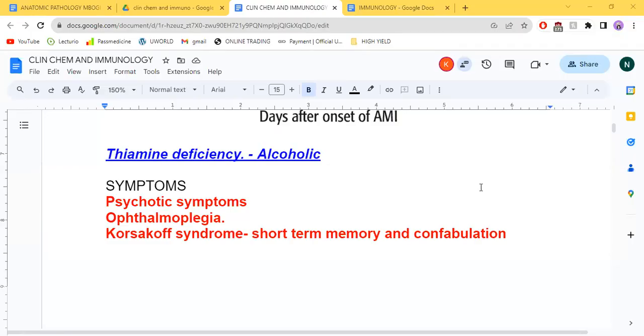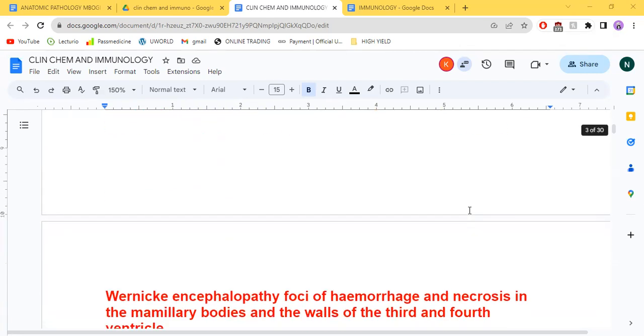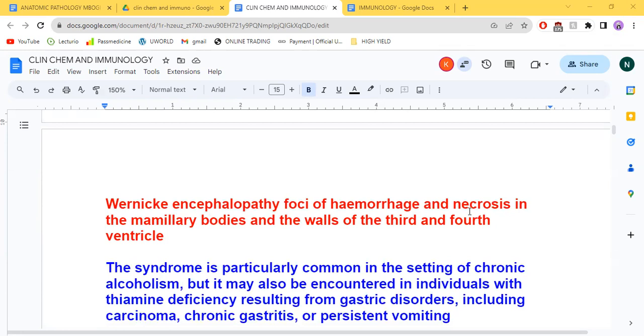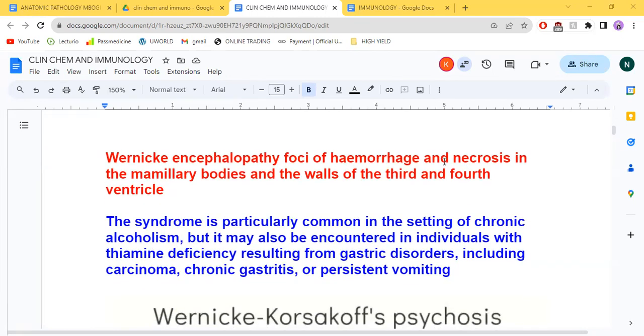So those are some of the symptoms associated with Wernicke-Korsakoff syndrome. If unrecognized and untreated, it may be followed by a prolonged and largely irreversible condition called Korsakoff. Wernicke encephalopathy is caused by thiamine deficiency, and it's a combination of psychotic symptoms and ophthalmoplegia. So these first two are for Wernicke. Then if it's untreated and prolonged, it becomes Korsakoff syndrome, which is characterized by short-term memory loss and confabulation.